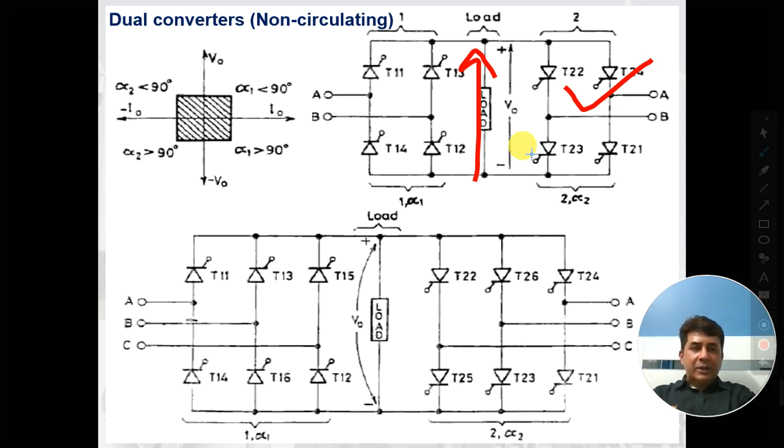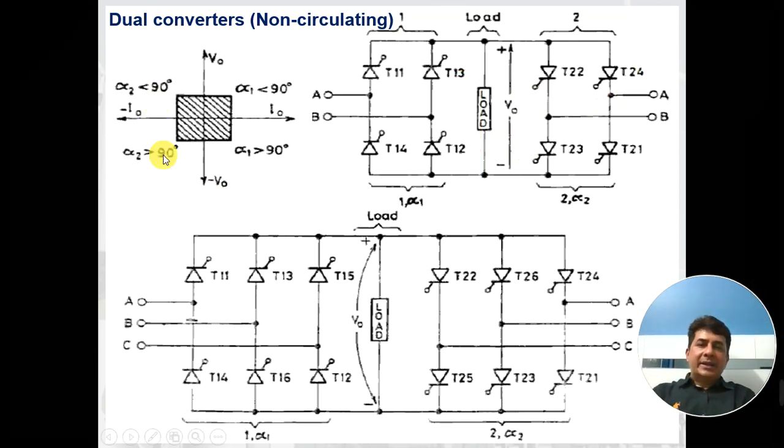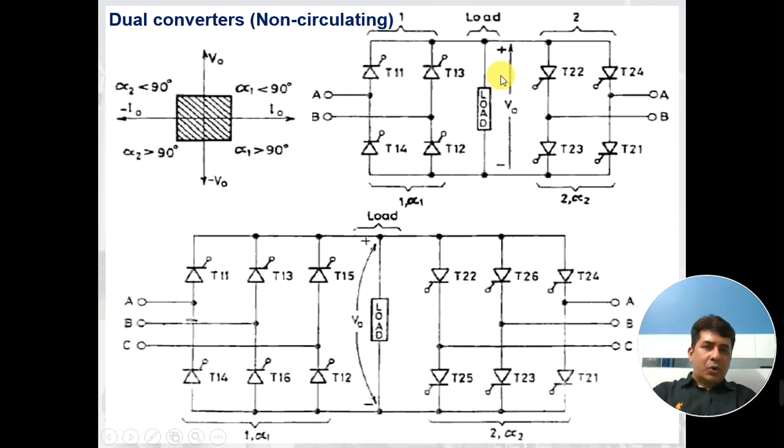So for alpha more than 90 degree, you need to keep alpha more than 90 degree if you wish this voltage as negative. If you want this voltage as positive, you will keep the alpha less than 90 degree. So for alpha less than 90 degree, we'll get the operation in this quadrant. For alpha greater than 90 degree, we will get the operation in this quadrant.